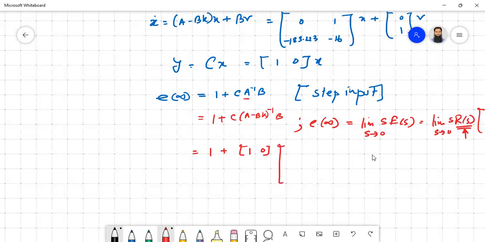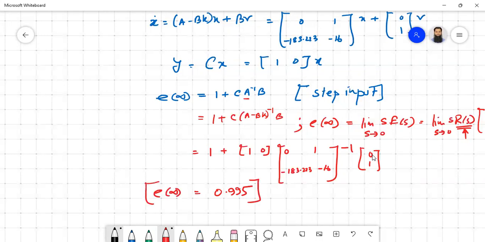And our A minus BK is basically 0, 1 minus 183.223. And then you have minus 16. So this A has to be inverted. If you take the inverse matrix of that one, then you multiply with the B matrix. So if you do that, use the calculator, then it will give you 0.995. So this is our steady state error.